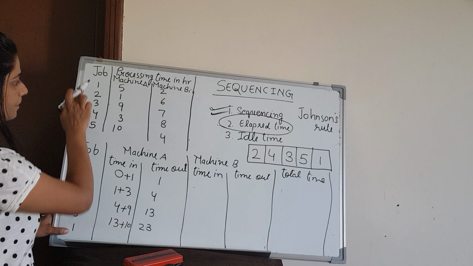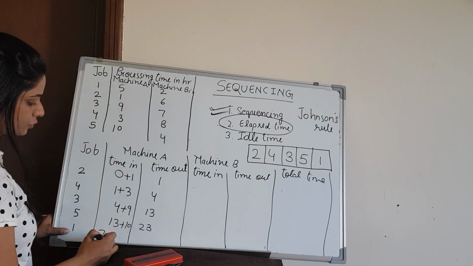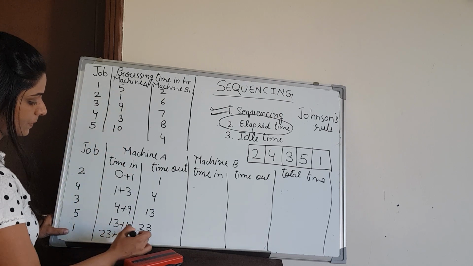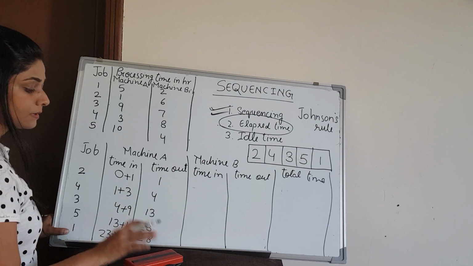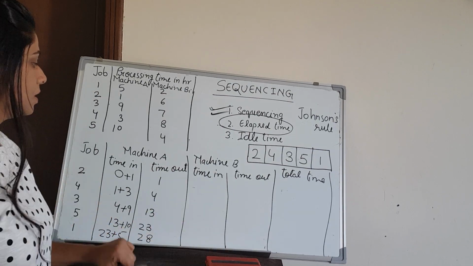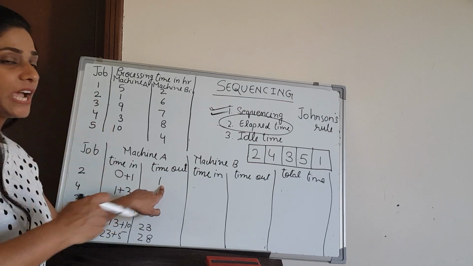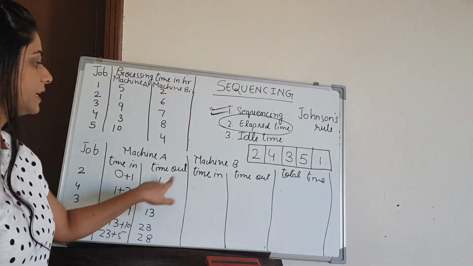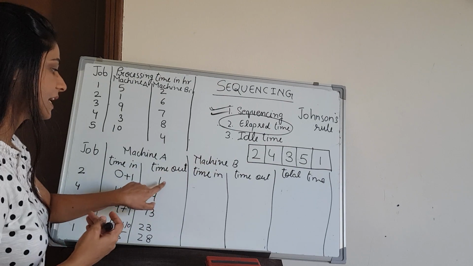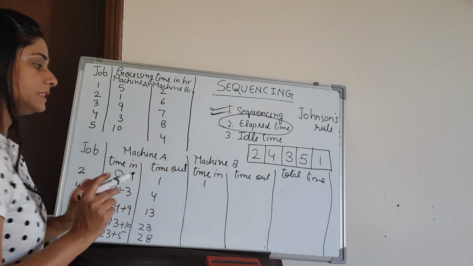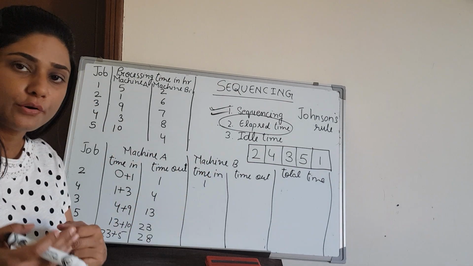Now the first job for machine A is 5. So 23 plus 5 will be 28. Now this time out of machine A will be the time in for the next machine. So the next machine is machine B. So this time out will be the time in. And the same process we will follow.